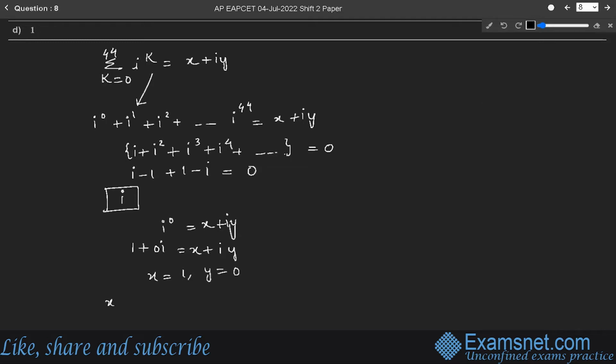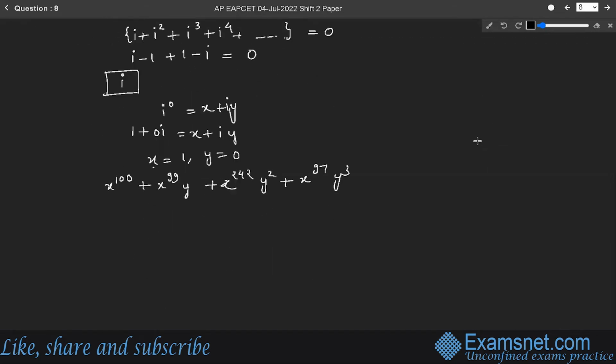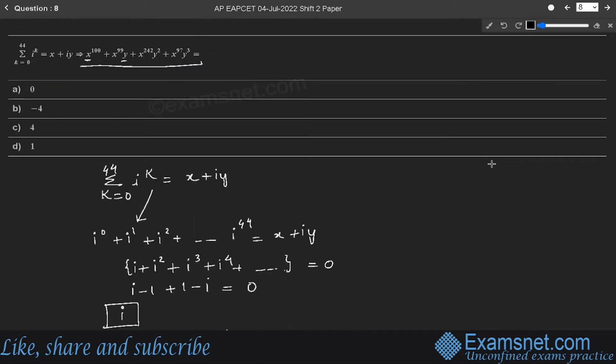Now we have to find the value of x to the power 100 plus x to the power 99 into y plus x to the power 98 into y square plus x to the power 97 into y cube. On putting the values of x and y, x is 1, so 1 power 100 is 1. Since y is 0, the second term becomes 0, similarly the next term and the last term also become 0. So the answer for this expression is 1 only. Therefore, the correct option is option D.